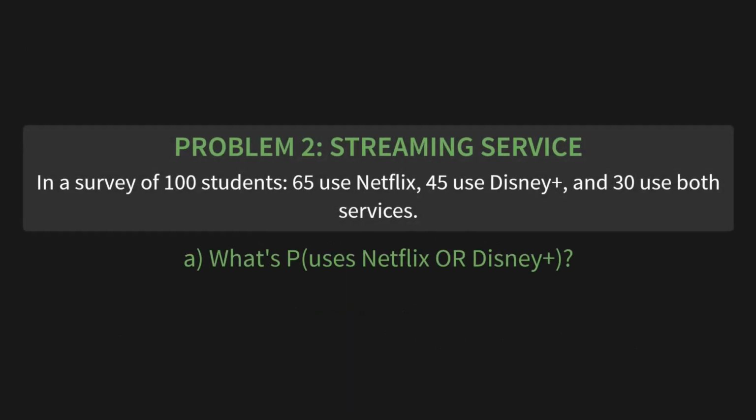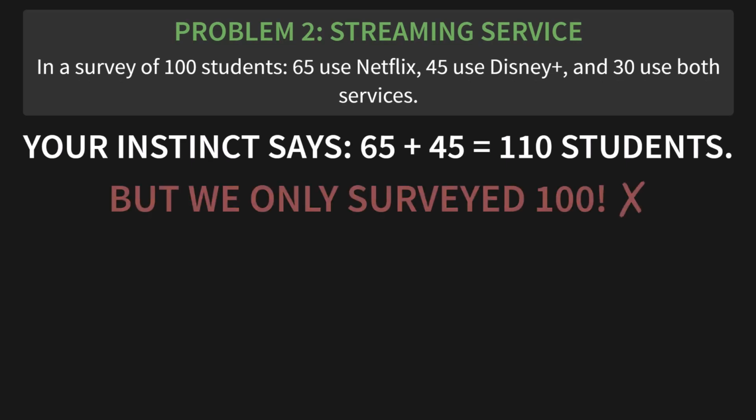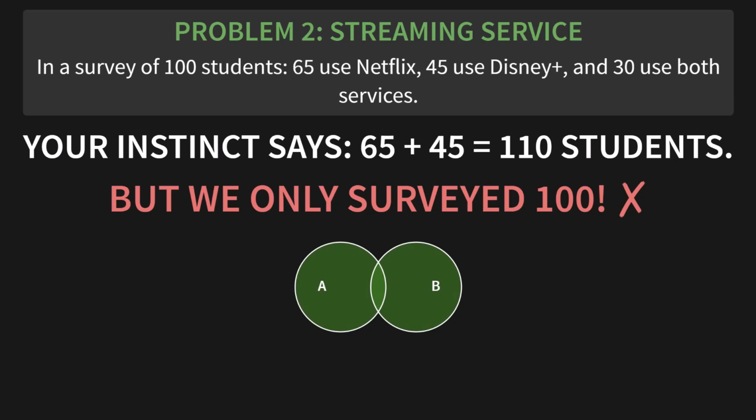In a survey of 100 students, 65 used Netflix, 45 used Disney+, 30 used both services. What's P of uses Netflix or Disney+? Your instinct says 65 plus 45 equals 110 students. But wait, we only surveyed 100. Something's fishy here. Check out this Venn diagram. The problem is those 30 students who use both services. When you just add 65 plus 45, you're counting them twice.